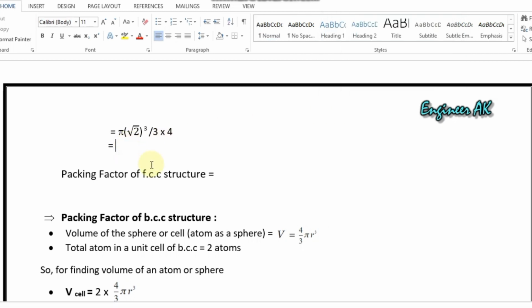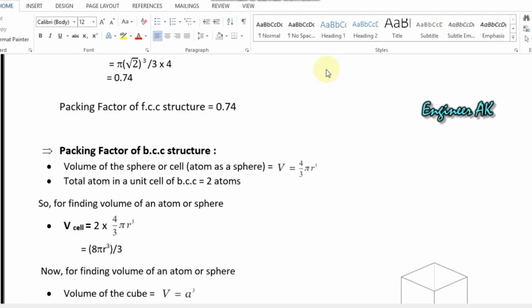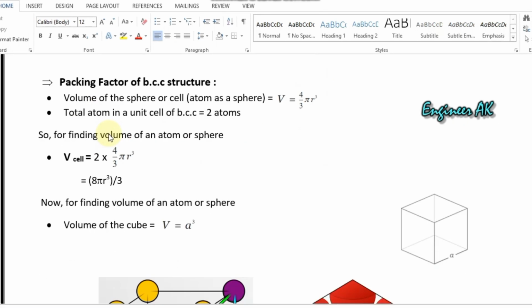So 0.74 is the packing factor of the FCC structure. Now let's see the packing factor of the BCC structure. We know that the volume of the sphere of a single atom is V is equal to 4 by 3 pi r cube. This is the volume of the sphere.